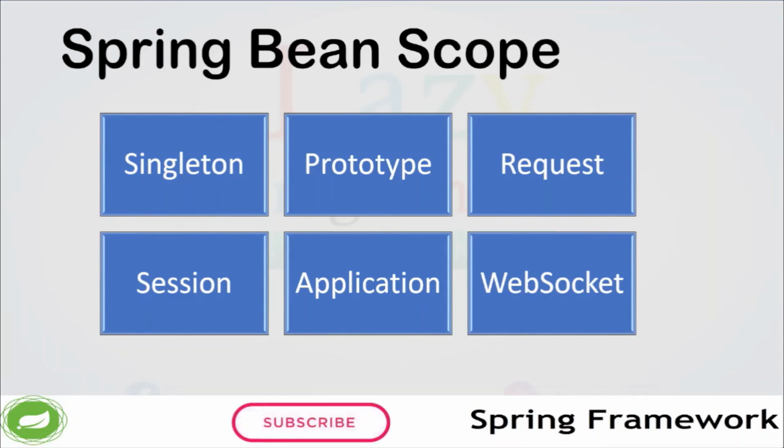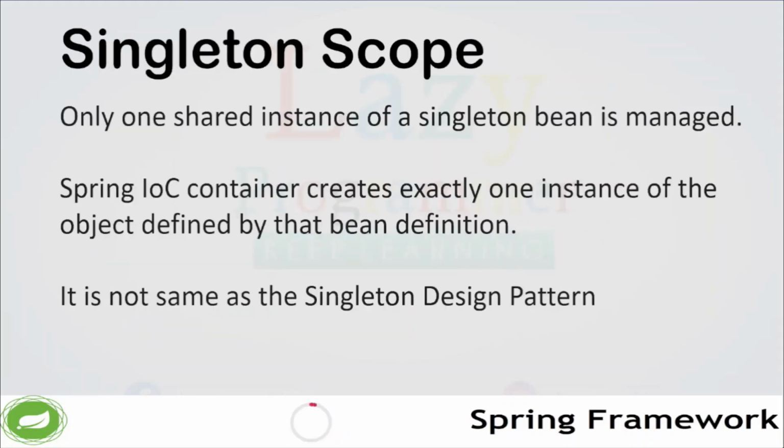Now let's see a couple of these scopes in detail. First one is Singleton scope. Only one shared instance of a Singleton bean is managed by the IOC container, and for all requests for that bean, one specific bean instance will be returned. To put this in simple words, when you define a bean definition and it is scoped as Singleton, the Spring IOC container creates exactly one instance of that object, which is defined in the bean definition. This single instance is stored in the cache, and all the subsequent requests and references for that named bean return that cached object. Spring's concept of Singleton bean differs from the Singleton design pattern.